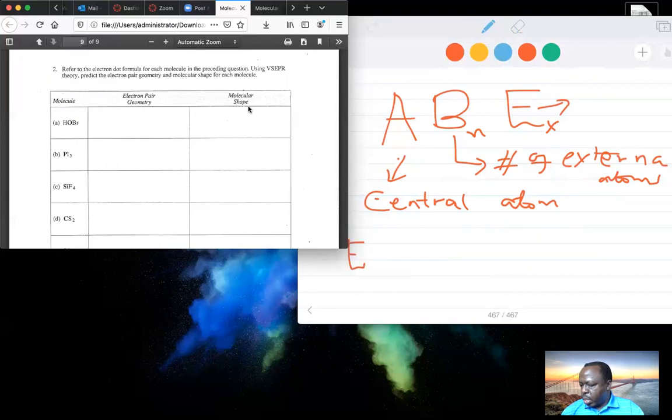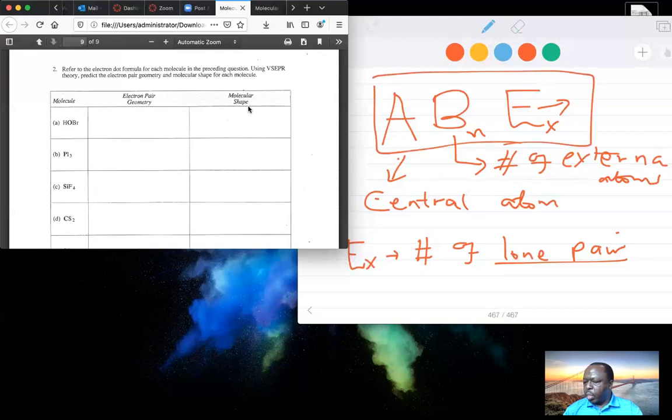Let me just write here, E X. This is the number of lone pairs. You know what a pair is? A pair has two electrons. So I'm just going to say one pair for 2 electrons, 2 pairs for 4 electrons, and so forth on the central atom.